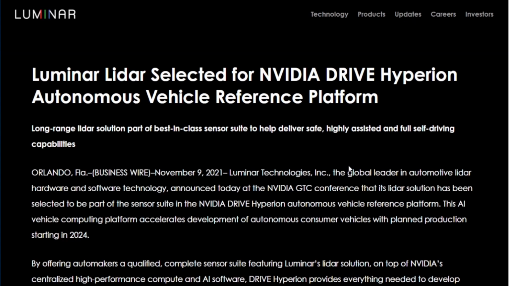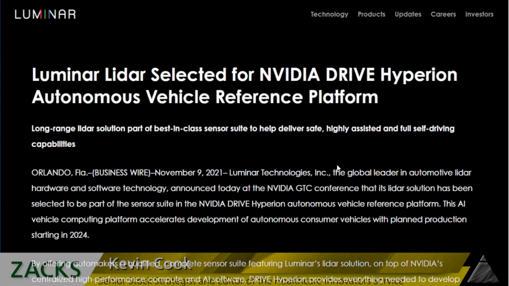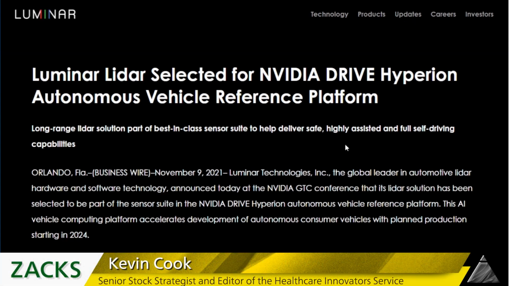NVIDIA calls the platform the NVIDIA Drive Hyperion Autonomous Vehicle Reference Platform. So if they're going to be providing the compute brains for autonomous driving, they need sensors. And now Luminar is an approved sensor for this because they believe that LiDAR is the future. In my article tomorrow, I'll also mention the one analyst from Northland Securities who's been all over this. There's not that much analyst coverage for Luminar, but he was right on it.